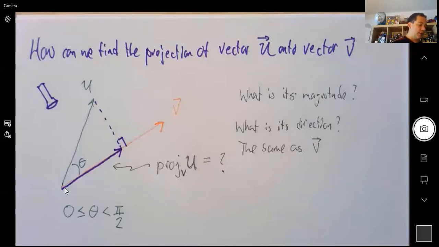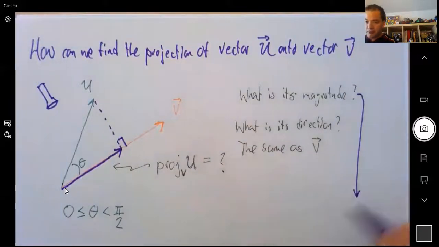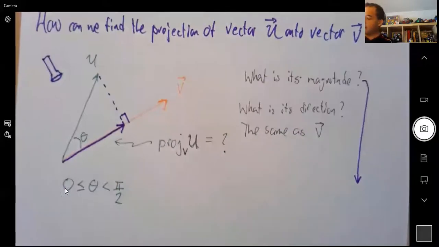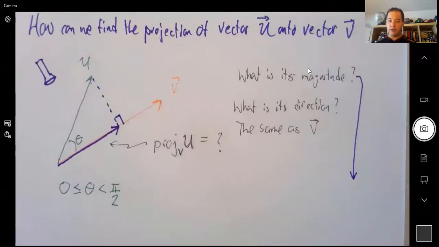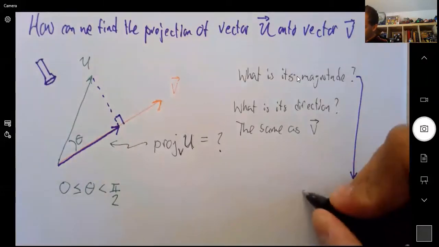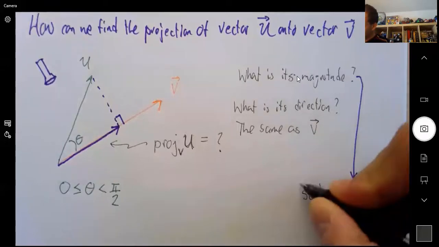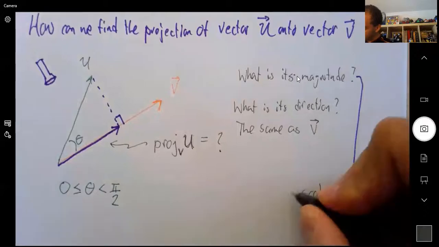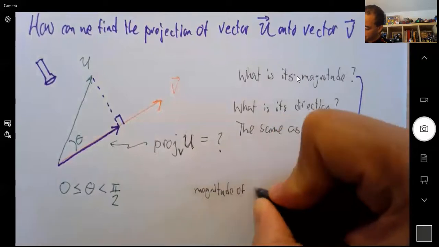So all we need to do then is find out the magnitude. And the answer to the magnitude question, we call it the scalar. So this one over here is called the scalar of U with respect to V. So we're going to call it the scalar of U and V. So that's, by definition, the magnitude of the projection vector.